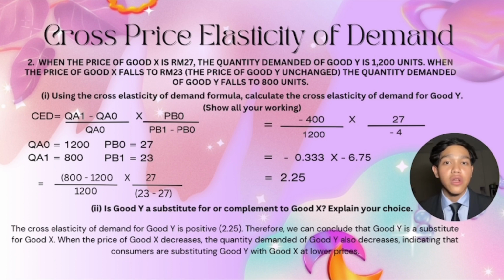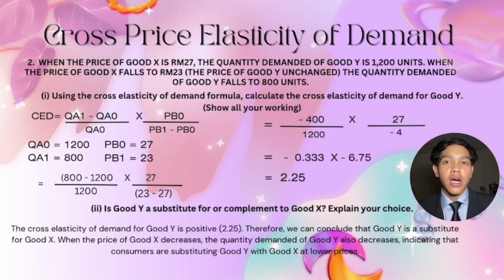We need to calculate one by one. So we got minus 400 divided by 1,200, times 27 divided by minus 4. So we got negative 0.333 times negative 6.75. The answer is 2.25.